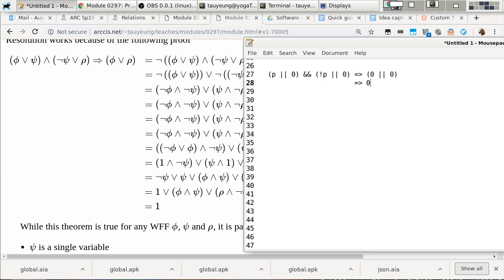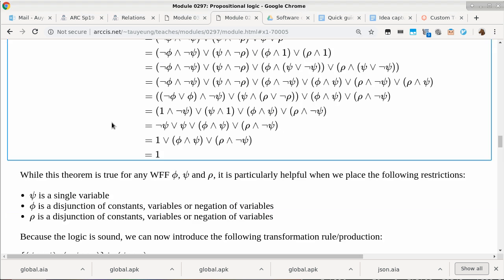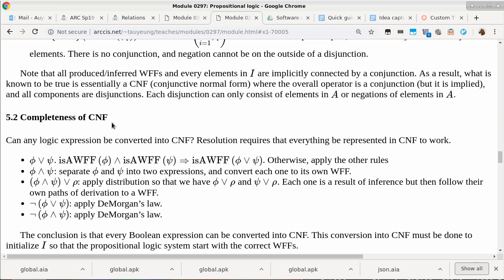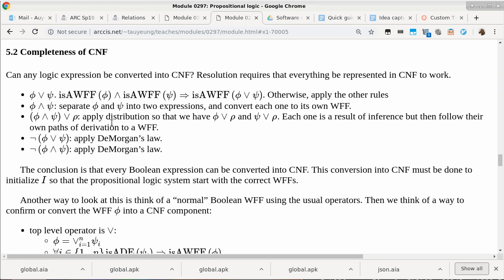Okay, so this is one piece of what we need to use when we are using CNF, or conjunctive normal form. And then the other thing, at the very end of the previous lecture, that I mentioned is the completeness of CNF. What this means is, if the only restriction that you have to express everything that you can express in Boolean logic is CNF, okay?